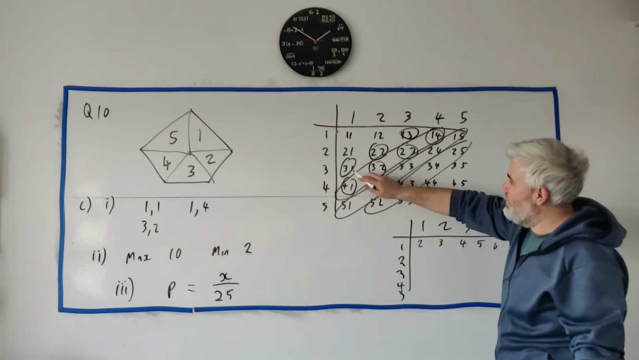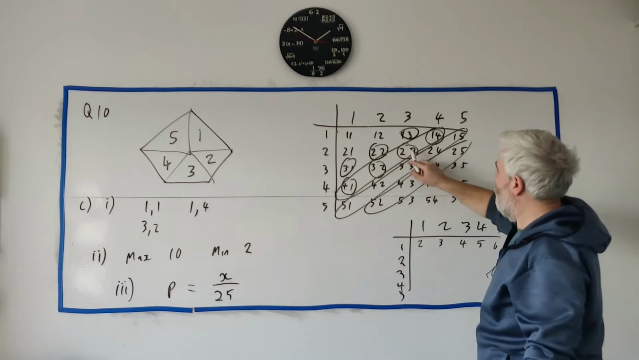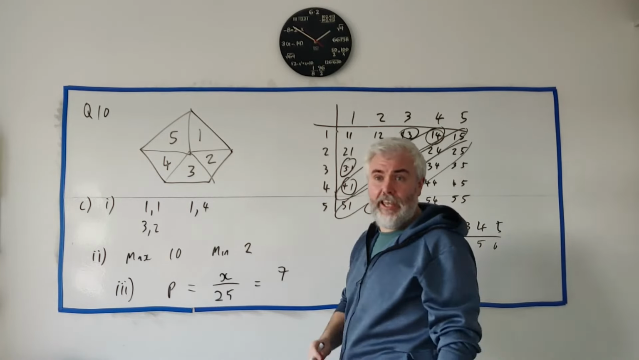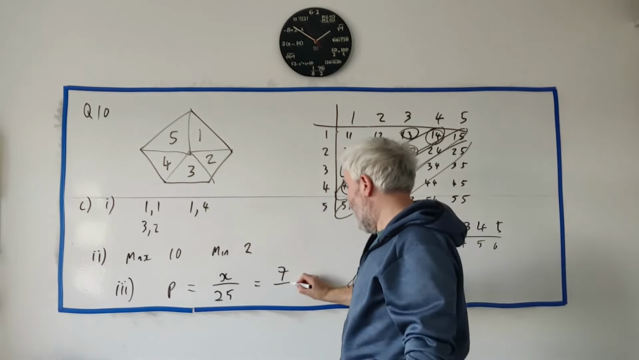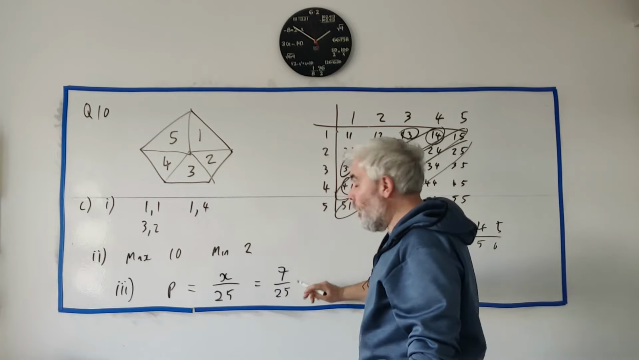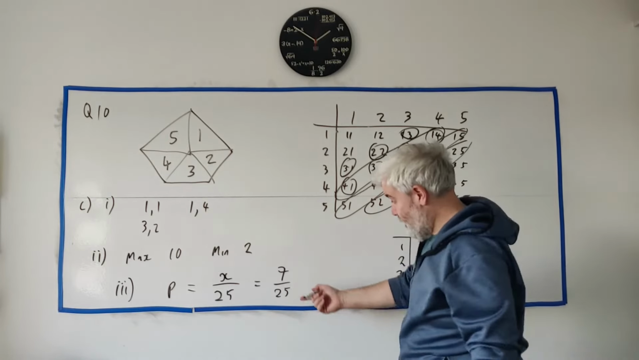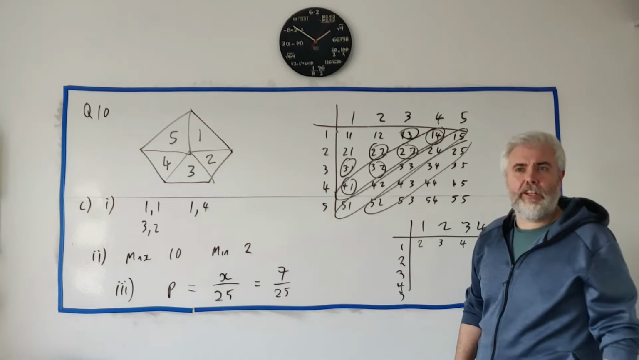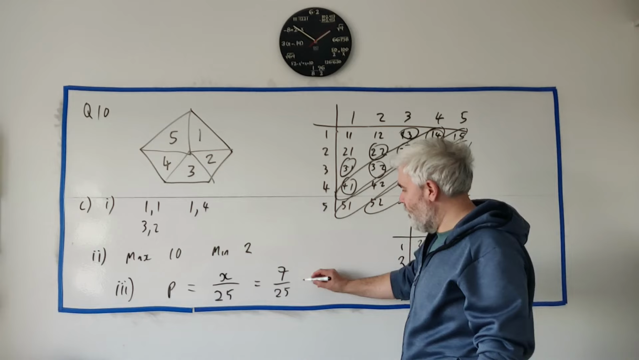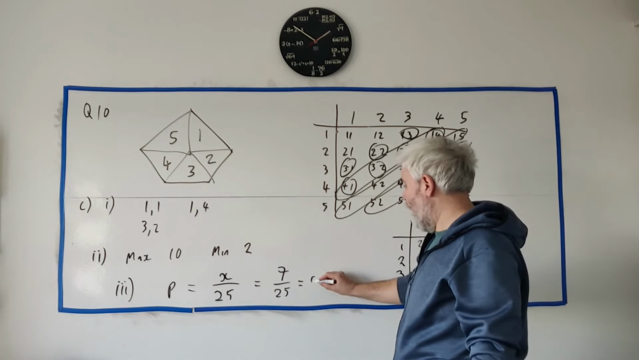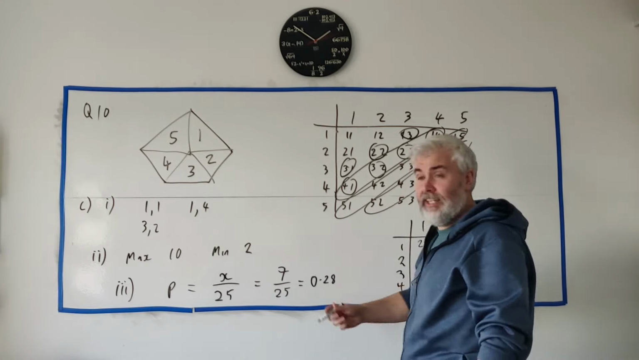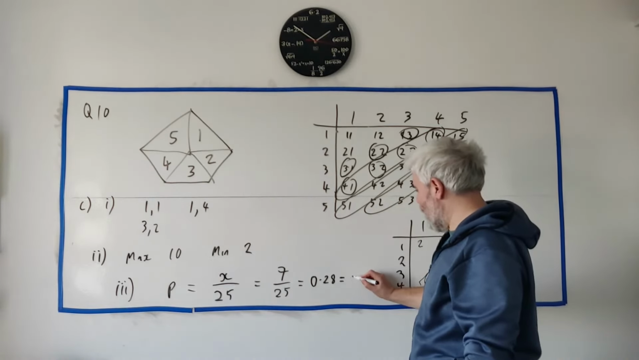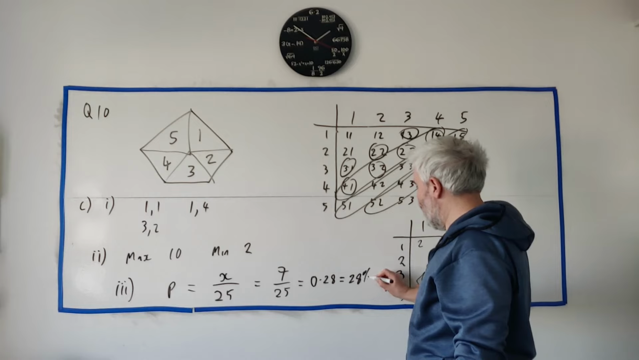The ones I circled, 1, 2, 3, 4, 5, 6, 7. There were 7 outcomes that get a 4 or a 5, and there's 25 total. So the probability of getting this is 7 over 25. Did they ask you to round it off? No, that's the perfectly correct answer. But you can put it in a calculator as well, and you get 0.28. That's also perfectly correct. And I'm guessing they let you write that as a percentage as well, 28%.